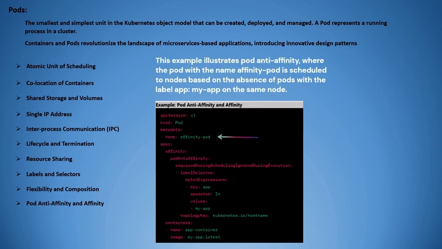Pod anti-affinity and affinity. Kubernetes allows the specification of rules for pod anti-affinity and affinity, influencing how pods are scheduled in relation to each other. This helps in controlling the distribution of pods across nodes in the cluster.